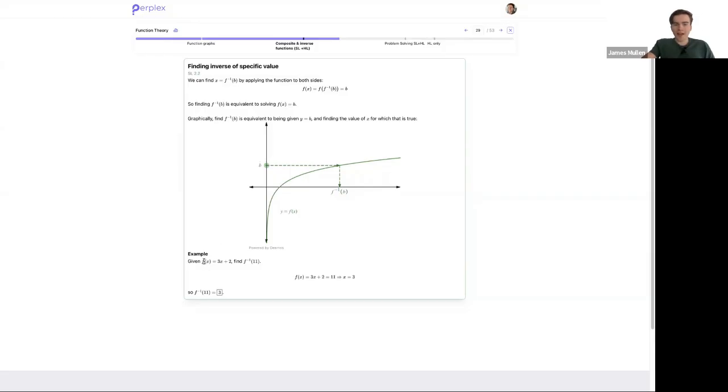So in this example, I have f of x is 3x plus 2, and I'm trying to find f negative 1 of 11. So if f of x is equal to 3x plus 2, and I'm trying to find the inverse of 11, I equate f of x to 11. So 3x plus 2 is 11. That means x is 3. So f negative 1 of 11 is 3.